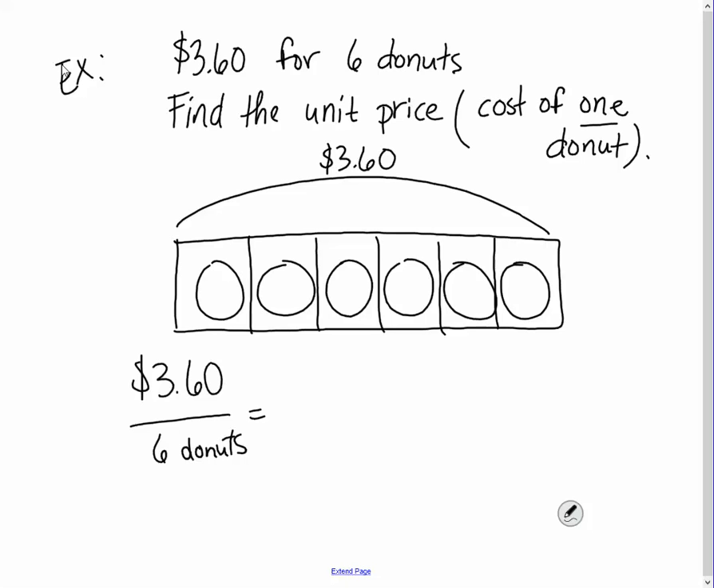The other rule I have for 6th graders for calculators is if you plan on typing something into your calculator, you are not to type a thing in until you have it written on your paper. So for example, we just wrote $3.60 over 6 donuts. We have shown the work that we need to, okay? Then you can type it in. So go ahead and type in 3.60 divided by 6.